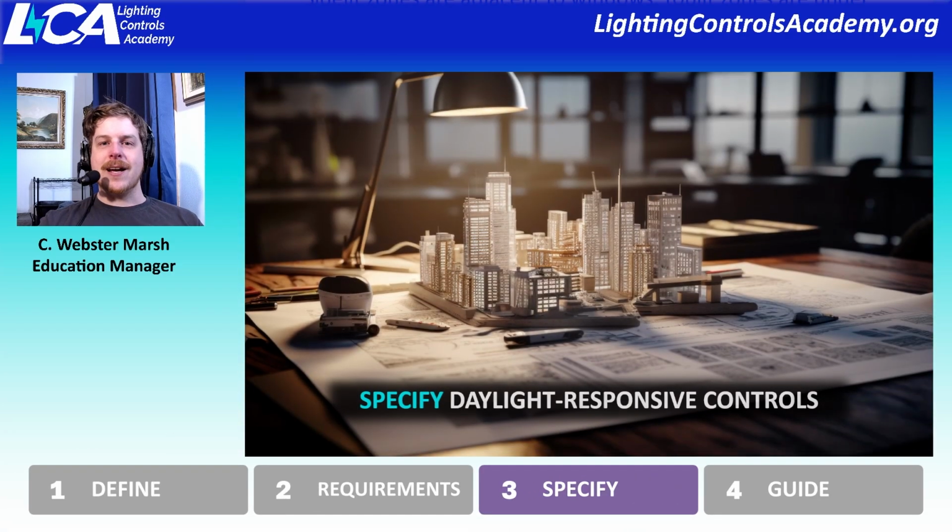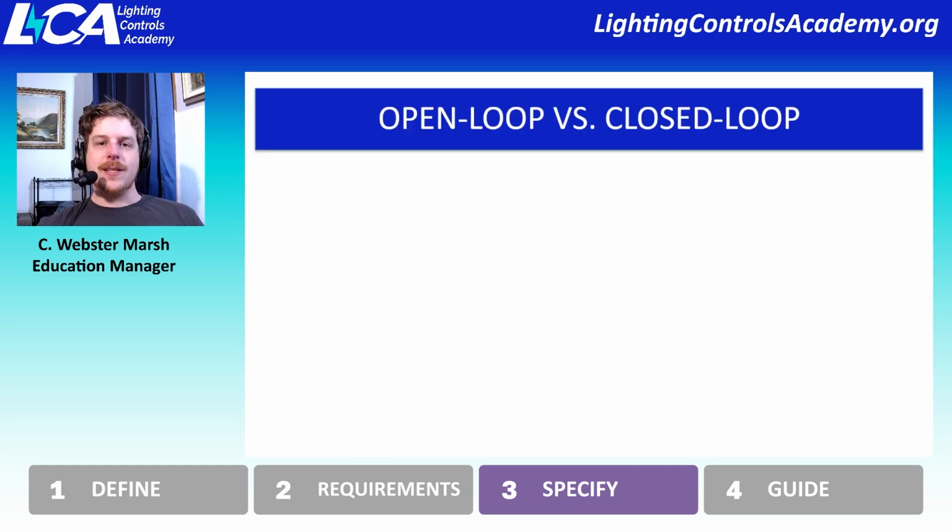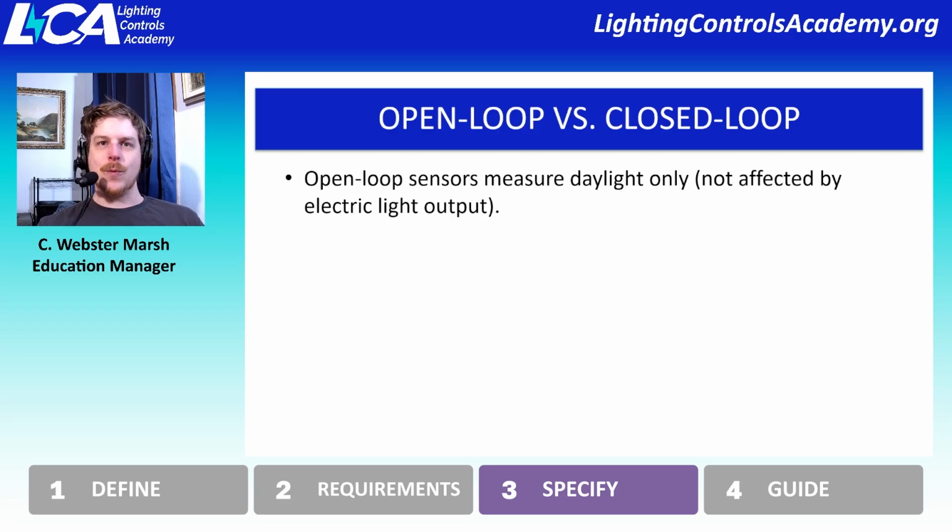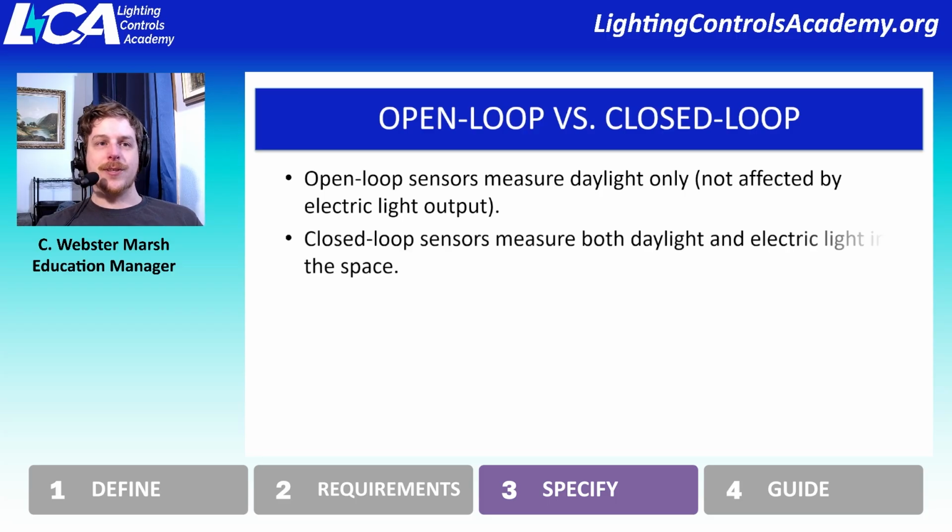All right, so now that we have an idea of energy code requirements, how do we specify the daylight responsive controls themselves? And so the very first thing that we need to ask ourselves regarding daylighting control is whether we're using open loop or closed loop control. Open loop is when we're measuring the daylight itself. We're not measuring anything else, so oftentimes you'll see sensors on the outside of a building or on the top of a fixture, and that way it's not measuring any electric light. It's just measuring the daylight.